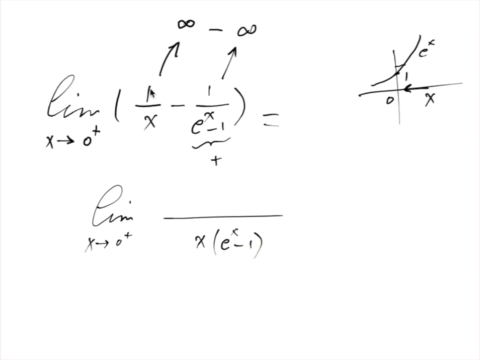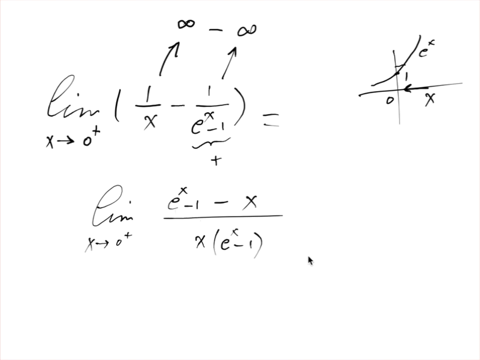For the first, we have a numerator e to the x minus 1, because we have to multiply both numerator and denominator of the first ratio by e to the x minus 1. The second one is multiplied by x over x. So we get x times 1, which is x. Now, it's in the ratio form.